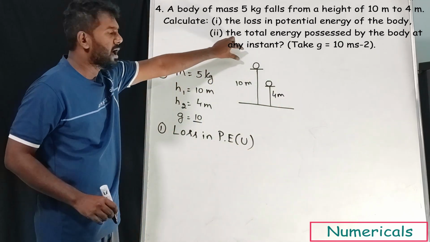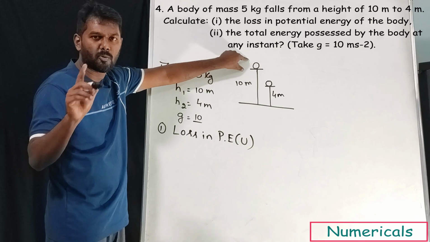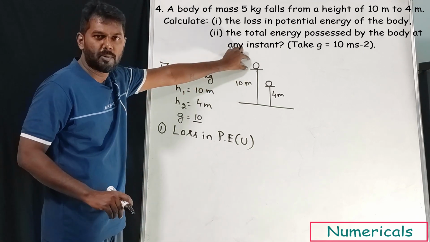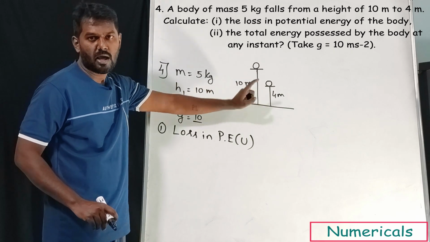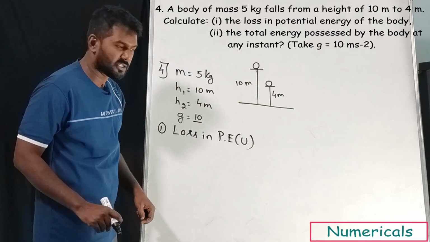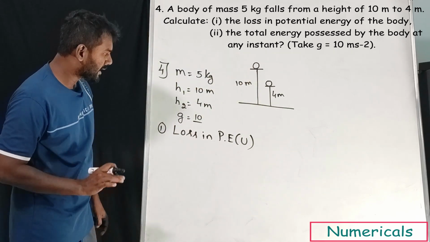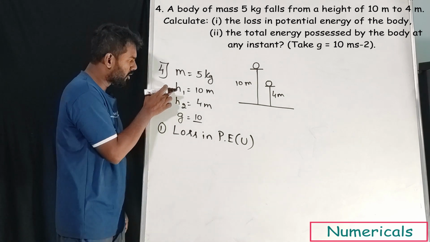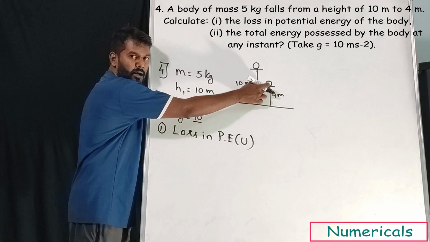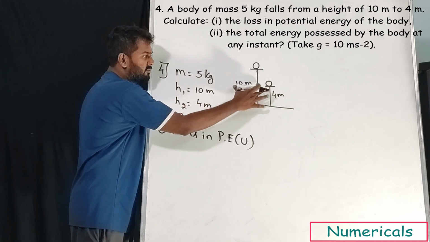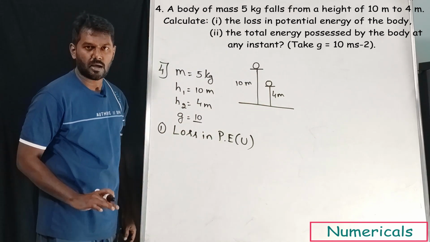Now here potential energy is directly proportional to height. More the height, more will be the potential energy. From 10 meter it has fallen down to 4 meter. Now there will be a loss in potential energy, right? That is what we have to calculate. Very simple. First we are going to calculate potential energy for this height, then potential energy for this height, then we will subtract it, we will get the answer, correct?